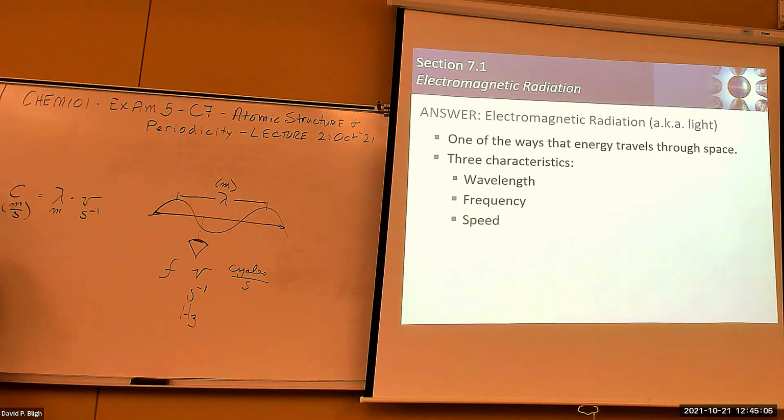So we know that this one is 2.9979 times 10 to the 8th meters per second. That means since this is a constant, if this one goes up, that one has to go down, or if this one goes down, that one has to go up in value in order to make this one constant. So they're inversely related, these two.